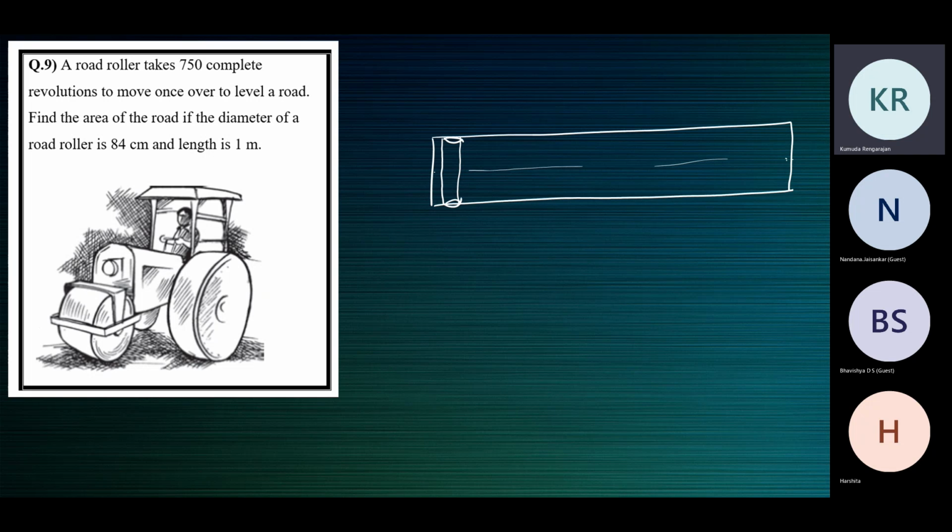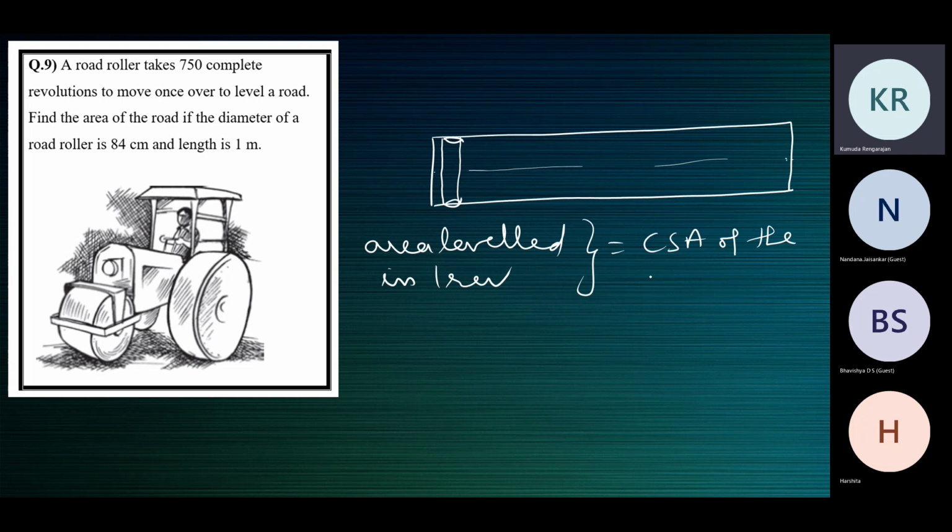Remember, the circular ends of the cylinder don't touch the road at all. It is only the CSA that rubs and goes over the road. So the area leveled in one revolution is equal to the CSA of the road roller.